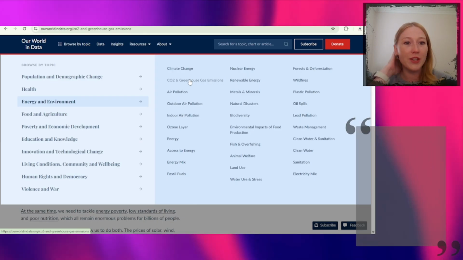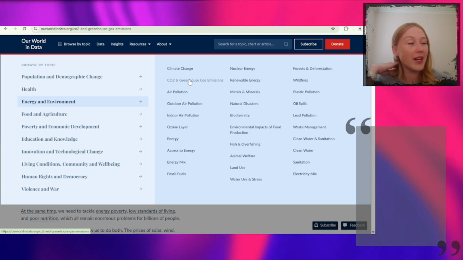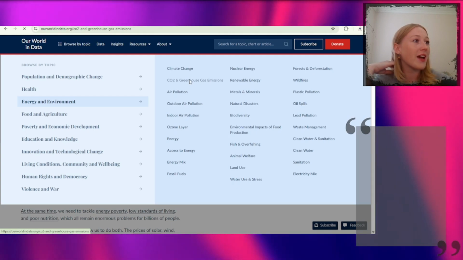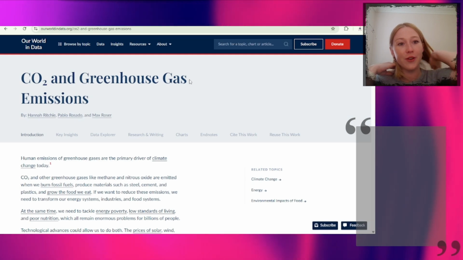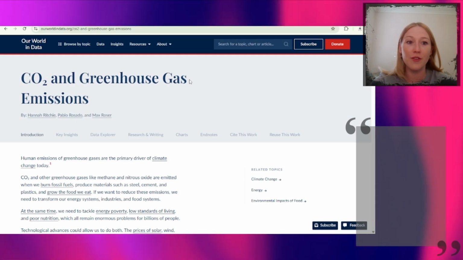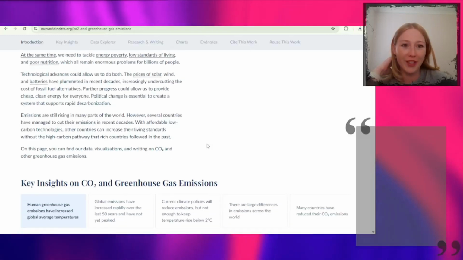So I wanted to see what I could find on global warming and the greenhouse effect on our world in data, and just see what kind of interesting diagrams they have. They've got some really interesting graphs and maps. And let's see what we can learn from this.